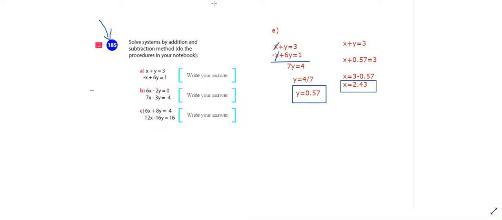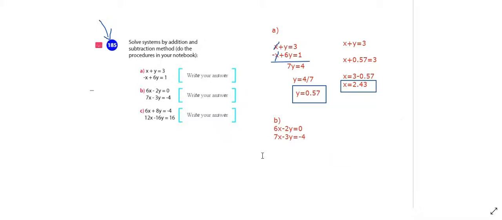But now in letter B, we have a problem because we don't have two numbers with different sign to eliminate, like in this case. So we need to find a way to have numbers that are opposite to eliminate. So I will rewrite letter B. The equation is 6x minus 2y equals 0, and the other one is 7x minus 3y equals minus 4.